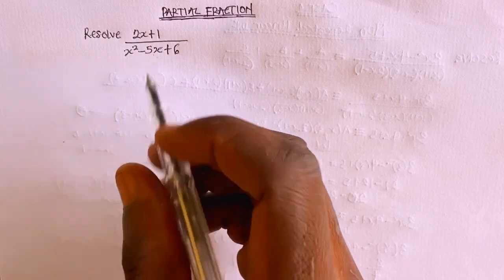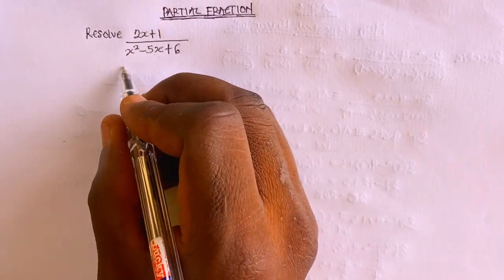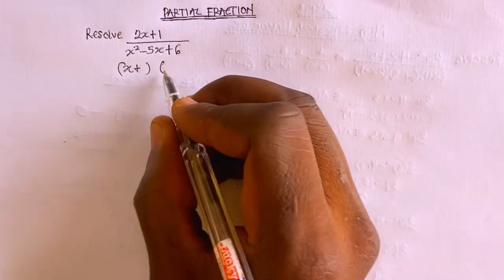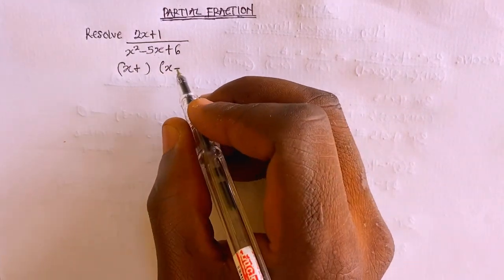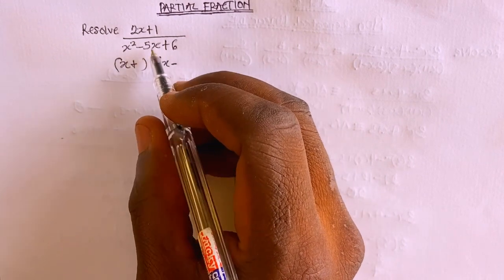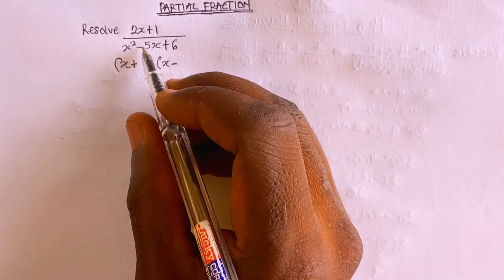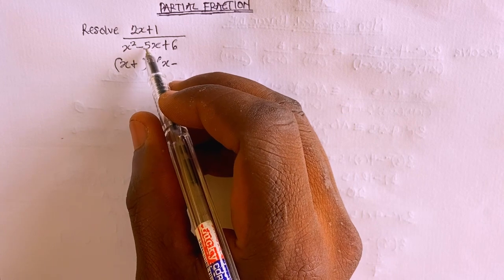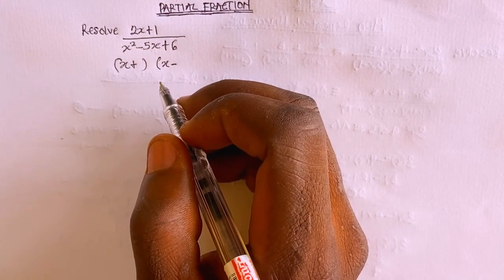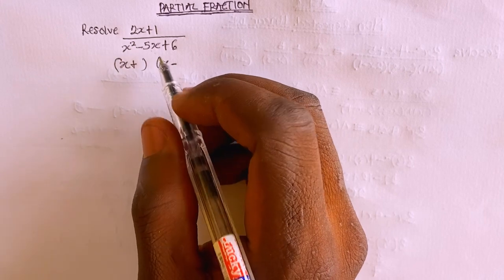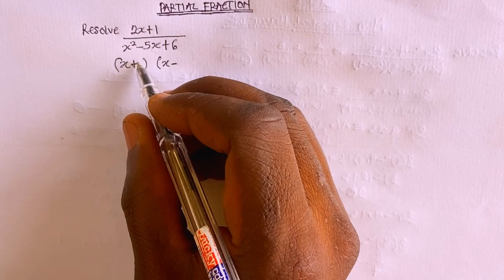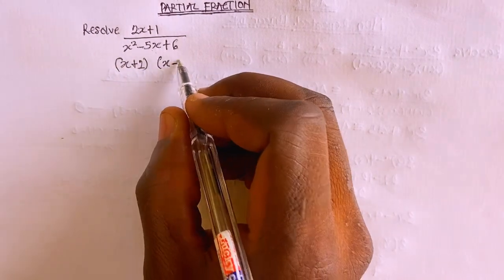So factorizing this, I'm going to have x plus, open another bracket, x minus. In this case, I'm going to look for the product and sum of the roots. I can have minus 2 and minus 3, which sum to minus 5, and minus 2 multiplied by minus 3 is 6. Then, without stressing myself, I can have the factors to be x minus 2 and x minus 3.